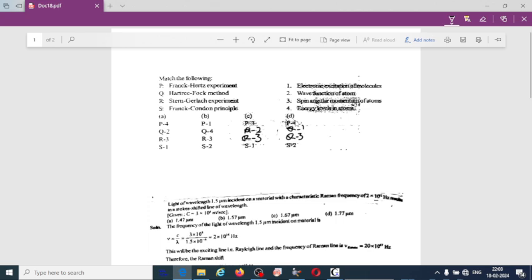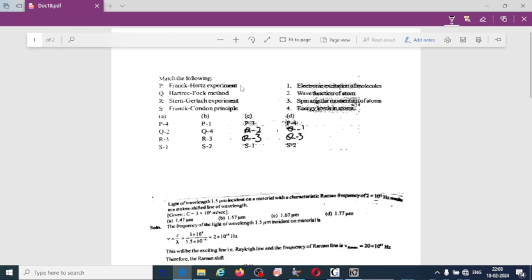So here is the first question. Match the following. The first one, Frank-Hertz experiment. Here they have given these different experiments, whom they have invented, and what is the role of these experiments. So the first one, Frank-Hertz experiment, was performed to identify energy levels in atoms.